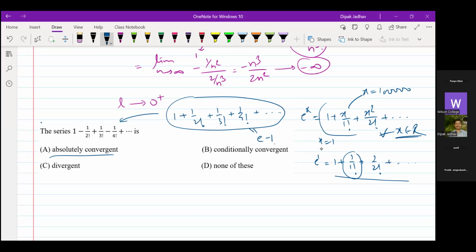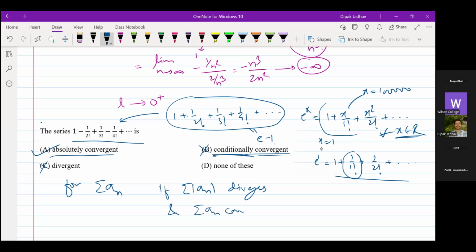Yes, sir. So if you take the absolute values of this series, it gives a finite sum. That means the series converges absolutely. Every absolutely convergent series is convergent. So this option is wrong. It's not conditionally convergent. I hope all of you know what is meant by conditionally convergent. For a n, if summation mod a n diverges and summation a n converges, then summation a n converges conditionally. Is it okay? Yeah.